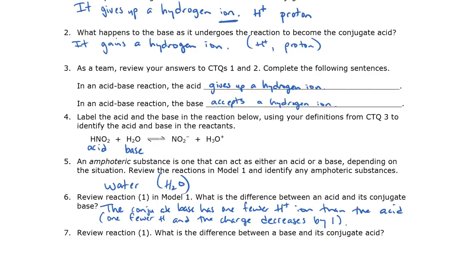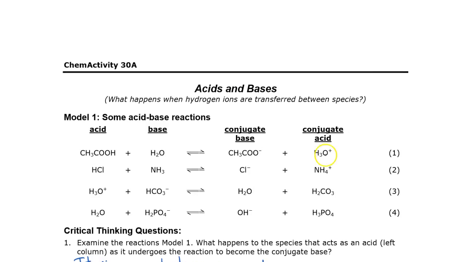Okay, same question, but for a base and a conjugate acid. So what is the difference between a base and its conjugate acid? Pause and write a sentence. Pause now. You're getting this, right? I said the conjugate acid has one more hydrogen ion than the base. So this conjugate acid, H3O+, has one more hydrogen ion than H2O, so it has one more hydrogen plus the charge goes up by 1.